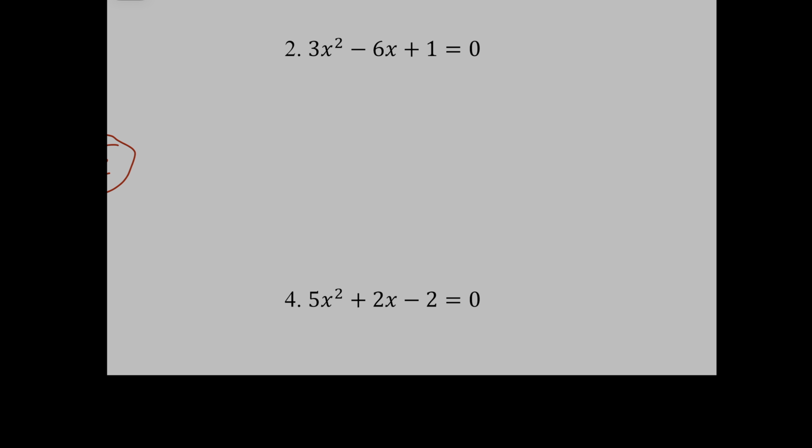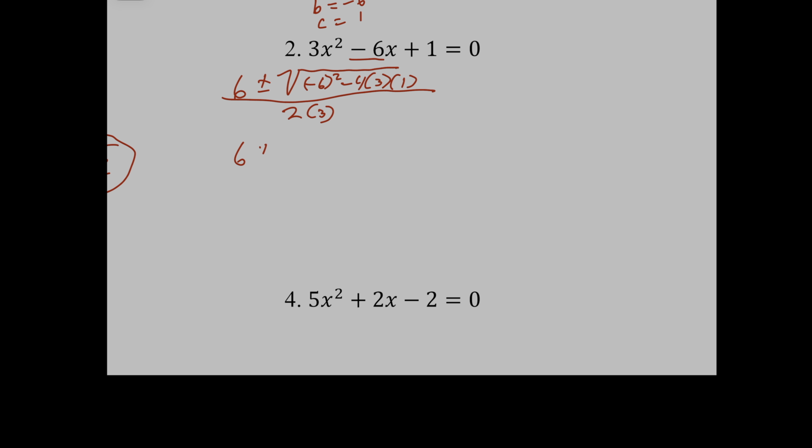Let's first of all get our A's, B's, and C's. My A is 3. My B is, watch this, -6. And my C is 1. Okay? So we're going to start with the opposite of B. What's the opposite of -6? +6. Plus or minus the square root of B squared. You put that in parentheses. Minus 4 times A times C, all over 2A.